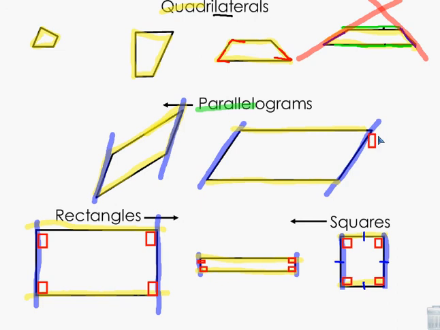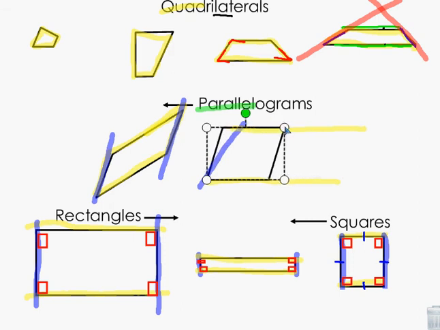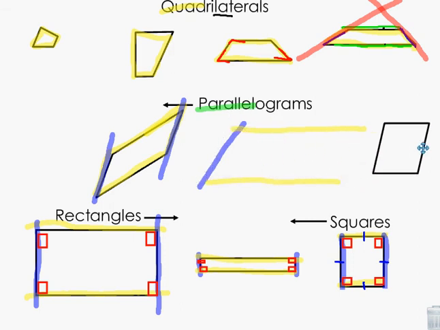I'm going to show you another neat trick. There's another shape that you might not have heard of before. And we're going to just take one of these shapes and turn it into this other shape. And that shape looks like this. This shape is called a rhombus.